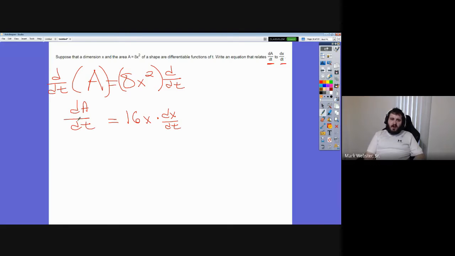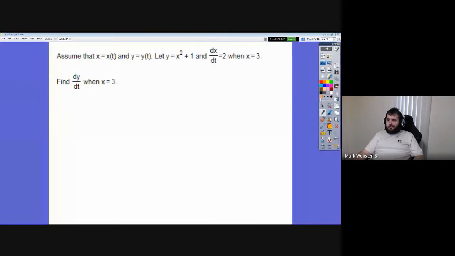And so now look at what we've done. dA/dt equals 16x dx/dt. That is an equation that relates dA/dt to dx/dt. So this is what we're going to be doing. We're going to craft an equation. Here it was given to us. Take the derivative with respect to t, probably, of both sides, and then write out our answer. Okay? I mean, that's pretty much all this is. I think I've got one or two more of this type of situation. Let me push on.